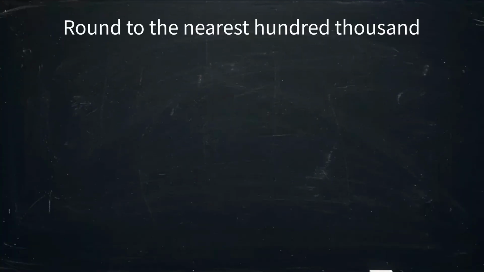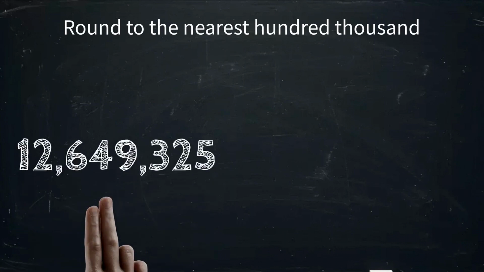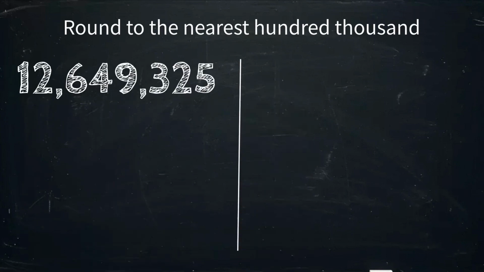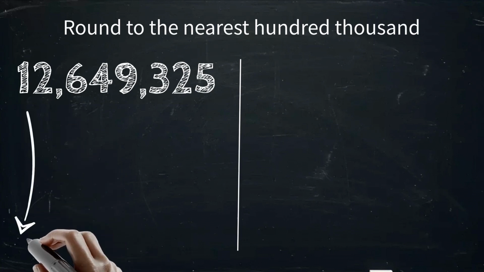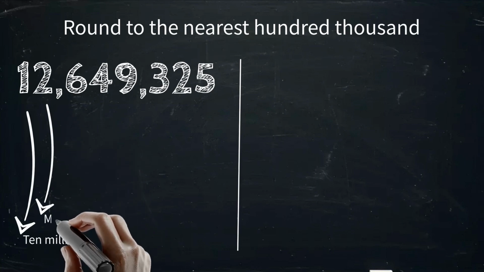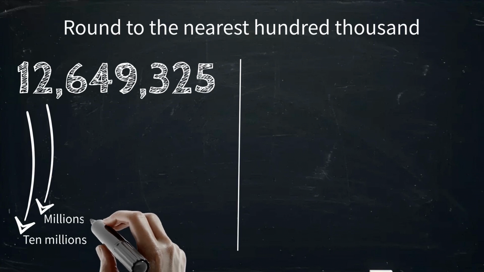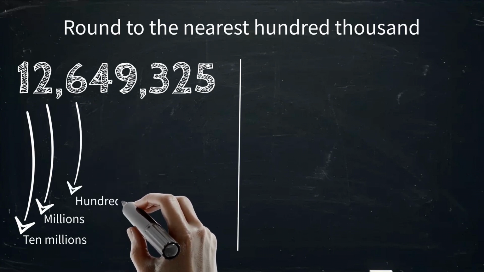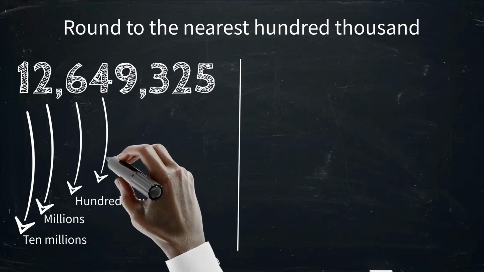So huwezi round off kama ujui maneno ya place value. Round off lazima ujue maneno ya place value. So in this case tuko na 12,649,325. You're rounding off to the nearest 100,000.